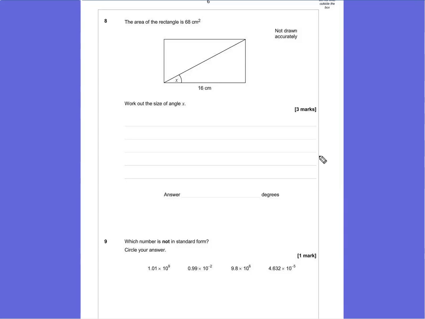Question 8. The area of the rectangle is 68 centimetres squared. The diagram shows us that the base is 16 centimetres. Work out the size of angle X.